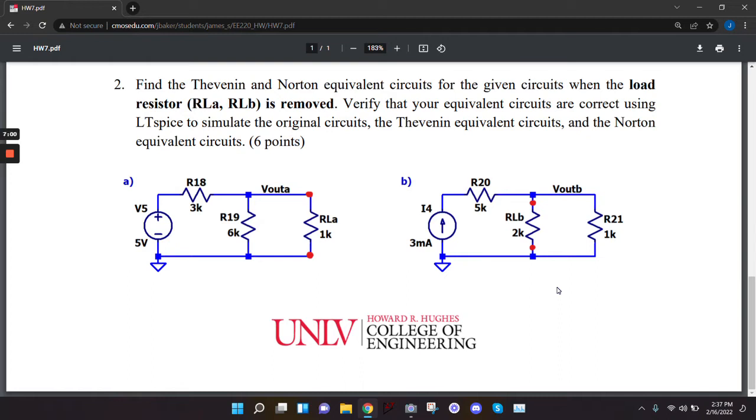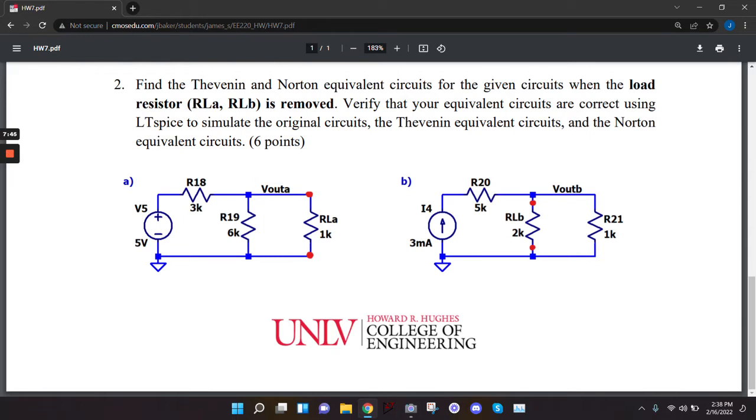But let me start with homework 7. What is this? 2A? All right, so this one I'll solve first. I'm going to do this as if I were in this class and I was doing this homework. So this is 1K, 6K, 3K, 5 volts, and ground. And then my load is the 1K.